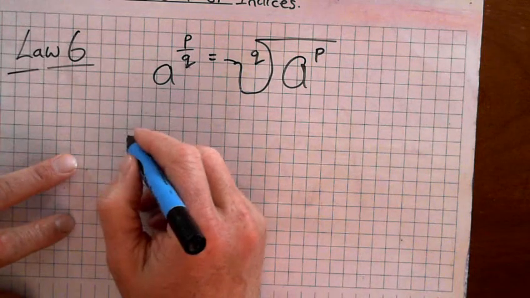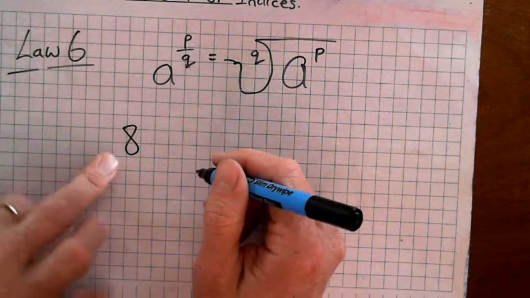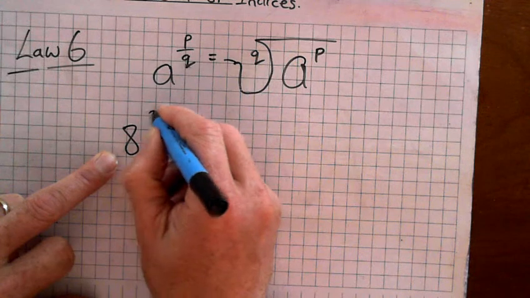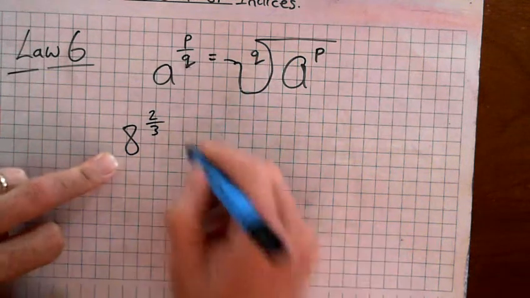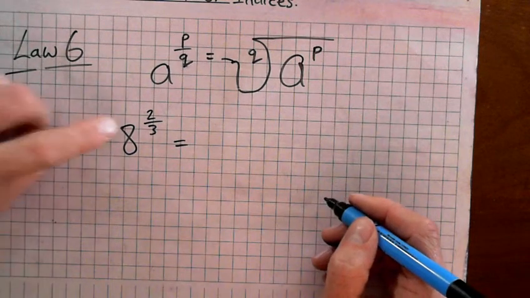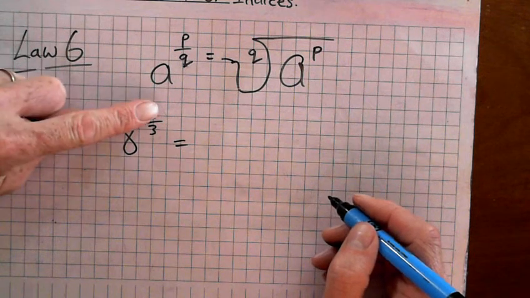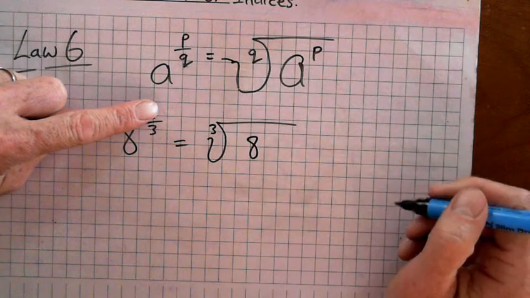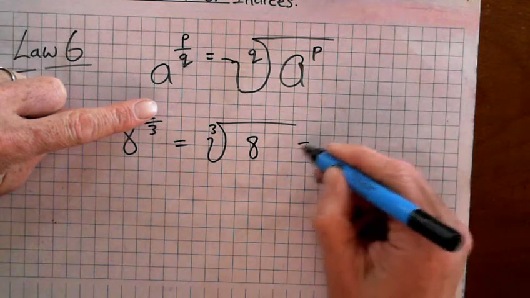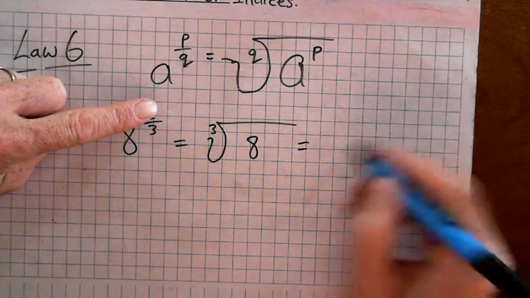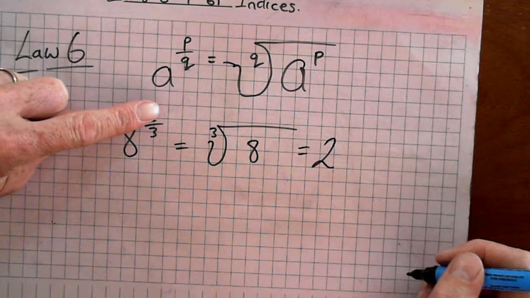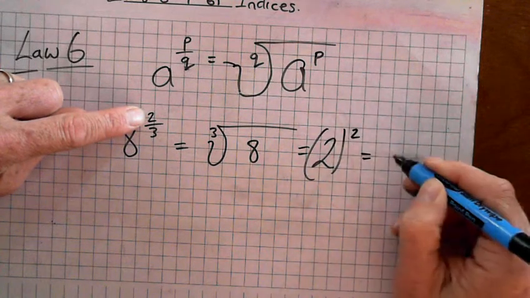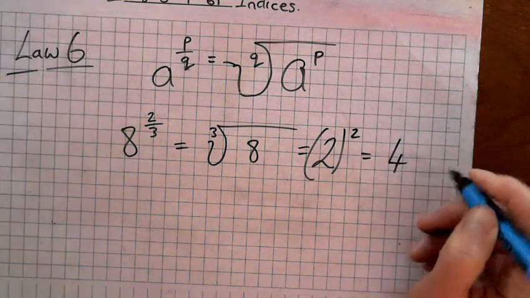Alright, if I take 8 to the power of 2 over 3. Same again, looking up. I pretend that that's 8 to 1 over 3 first of all. What's the third root of 8? 2 by 2 by 2. The third root of 8 is 2. Now I square it. 2 squared is 4.